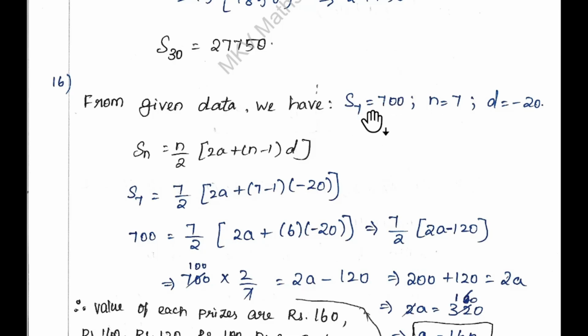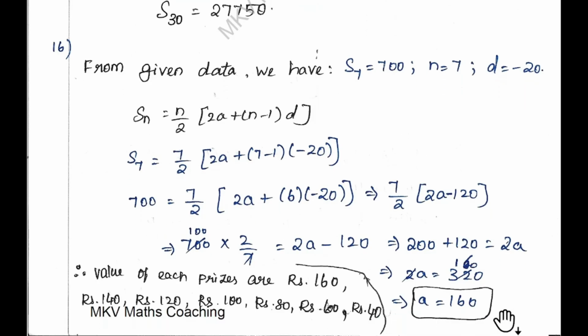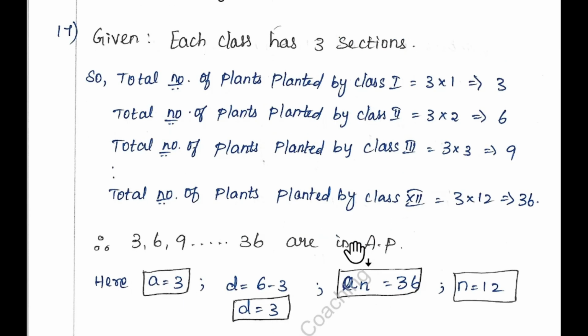Okay, so they have given sum of 7 cash prizes. So you're taking S7 as 700, and for total 7 members they are giving prizes. So N is 7, and they have also given that 20 rupees less than the preceding prize, right? So 20 less than means you have to take minus 20. Just substitute in the formula, get the A value, that is first prize value, and subtract 20 from everything, like preceding prizes.